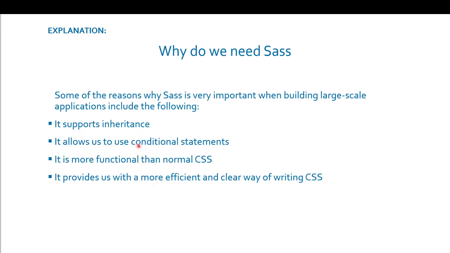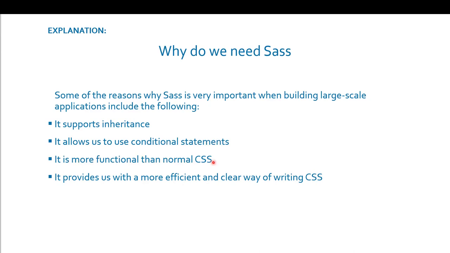It allows us to use conditional statements. Like I said, Sass is a framework that is built based on Ruby. So because it is a programming language, it allows us to use conditional statements. You can do something like: if the button is clicked, if the color is, let's say, red, change the color now to green. Or if somebody has dropped an item inside a container, then change the color.